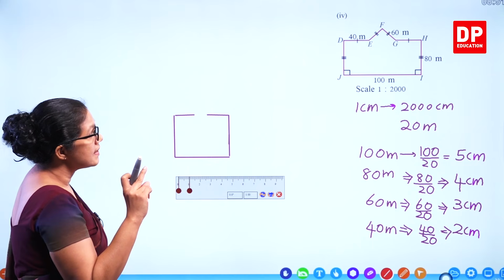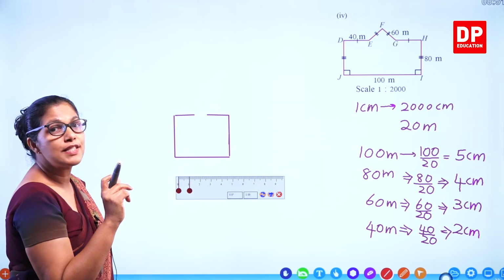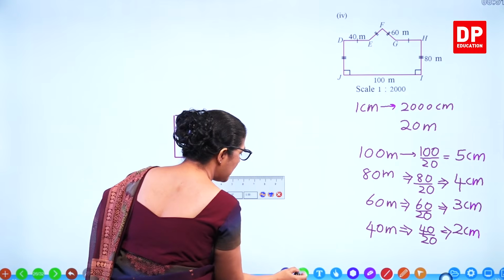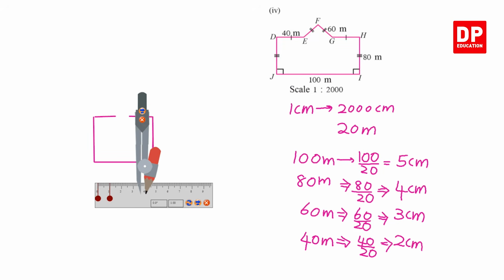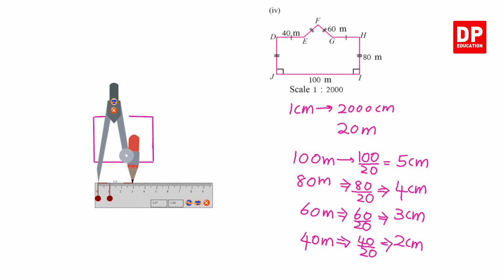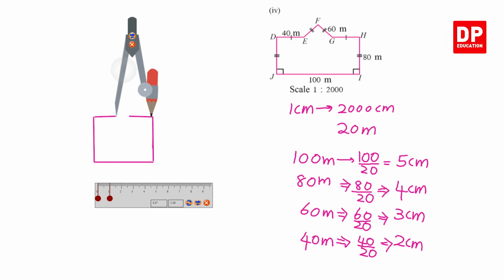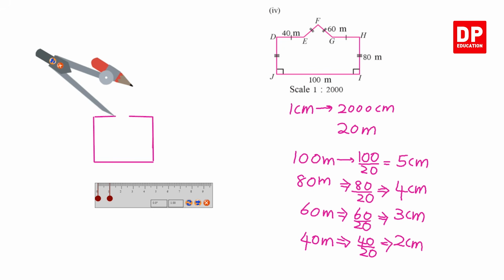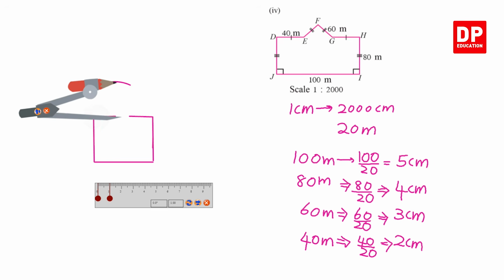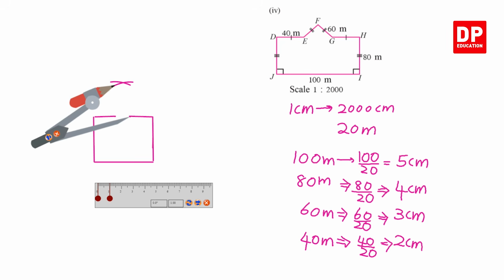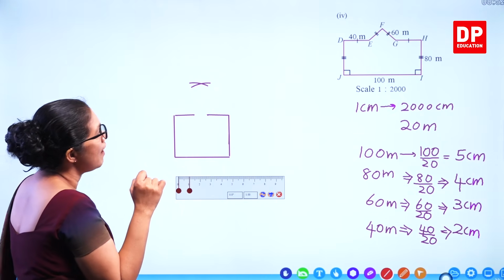point. Now 60 meters means 3 centimeter length. For that we need the compass. So we can measure 3 centimeter length. And you keep the compass on top of this point and you can draw the arc here and also keep it on top of this point and draw the arc. So the intersecting point becomes the F point.